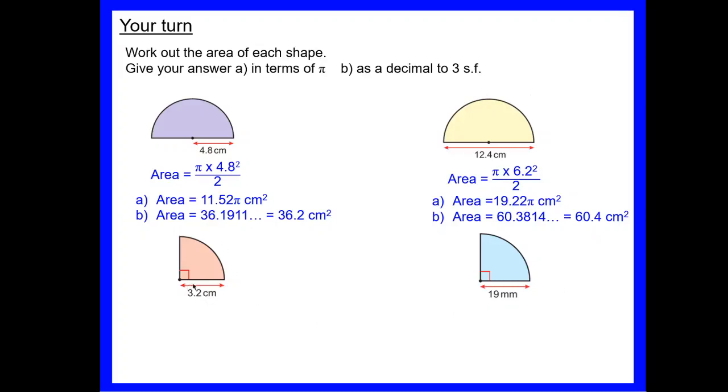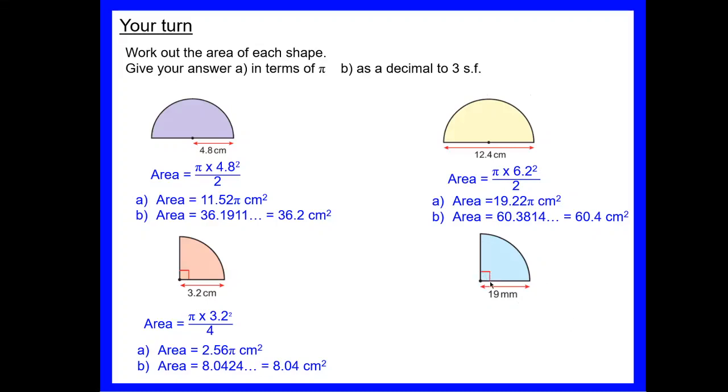Now I'm going to move on to this one then. This one is a quarter of a circle. I can see it's a quarter, it's got a 90-degree angle in here, making it a quarter of a circle. So we're going to do pi times 3.2 squared divided by 4 this time, so we want only a quarter of the circle. So again, in terms of pi, you should have 2.56 pi, as a decimal 8.0424, and to 3 significant figures, this time 1, 2, 3 is the 4, the 2 means the 4 stays a 4, so we get 8.04 centimeters squared.